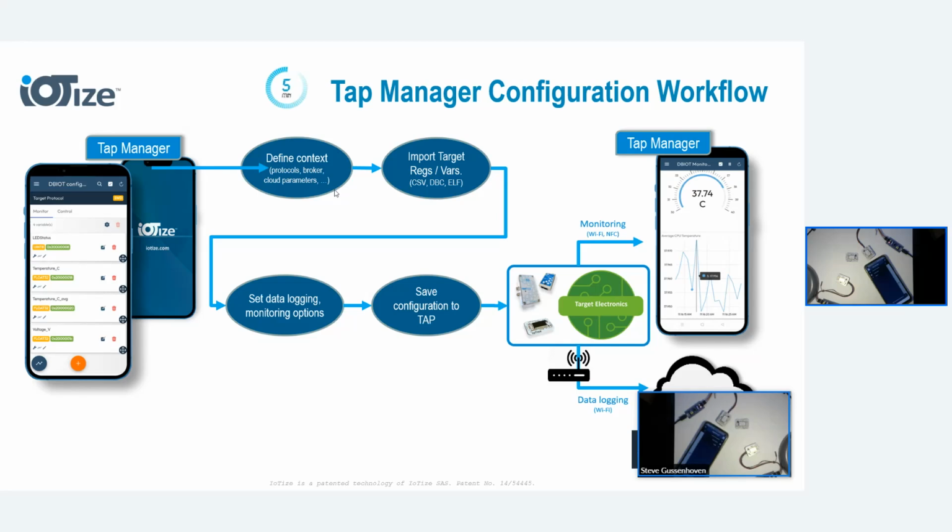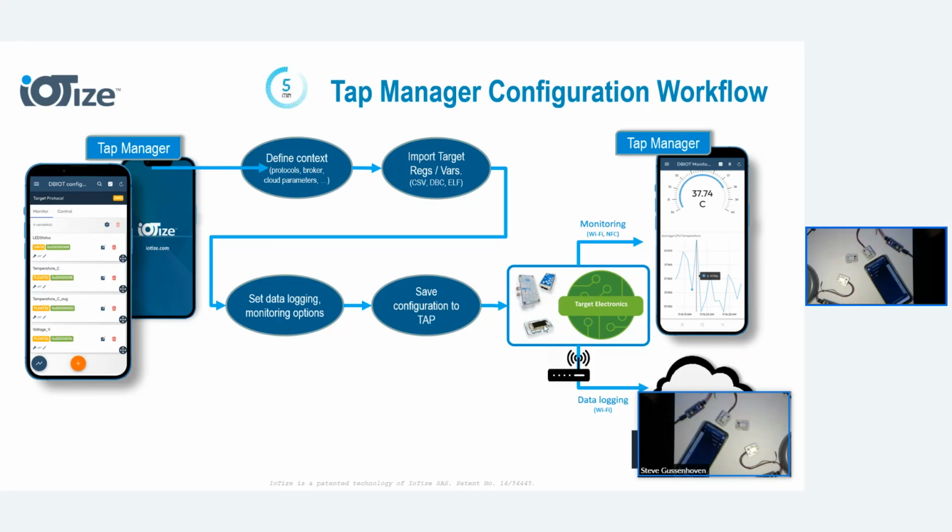What is it connected to? What network is it connected to? What hardware, by what interfaces, is it using? We're going to import the variables that we want to access and log to our cloud platform, or send data via our MQTT relay. And then we're going to set a few data logging options. We're going to save that as a configuration in our Tap and Link module.